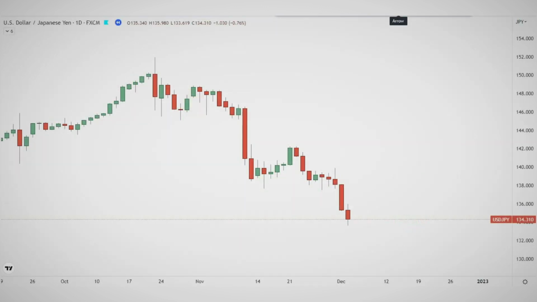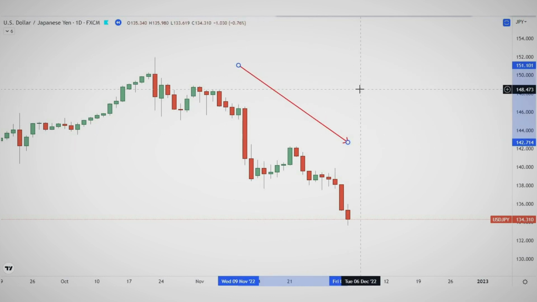Let's shift to our example for today's video. The chart right here is US dollar versus Japanese yen. We are going to start from the daily time frame and shift to lower time frames later on in order to check for shifting market behavior and structure confirmations.